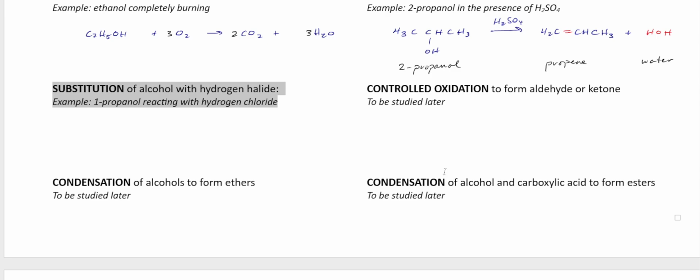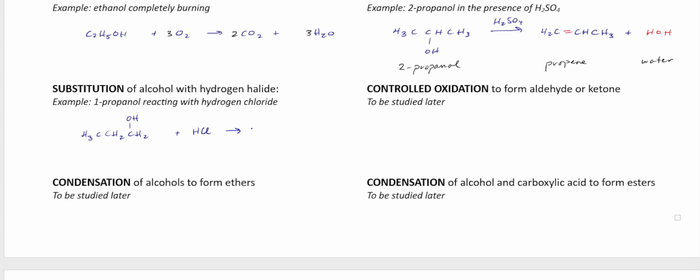Substitution of an alcohol with a hydrogen halide. So I'm going to take 1-propanol right here. So I'll do H3, oops, let me just get rid of this. One second, please. Okay, perfect. H3C, CH2, CH2, and I'm going to have my OH here, and it's going to react with hydrogen chloride, HCl.